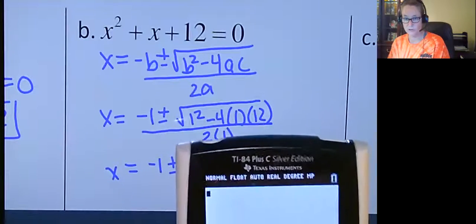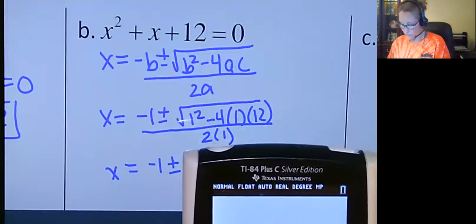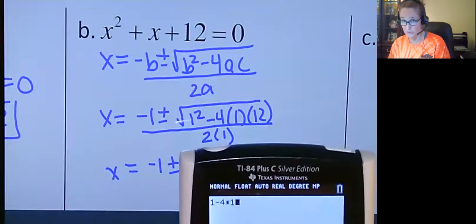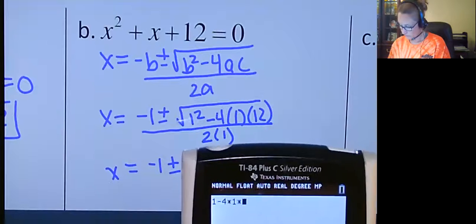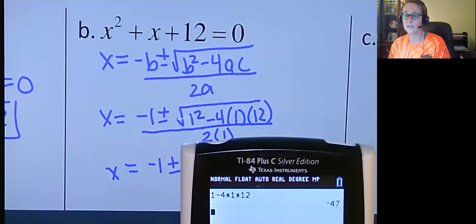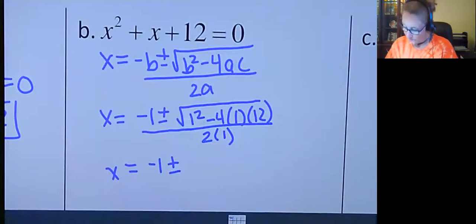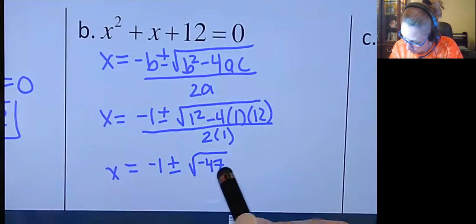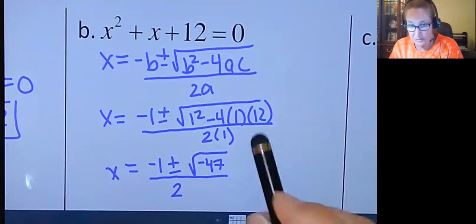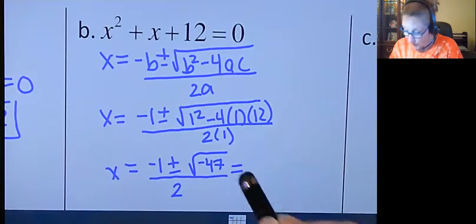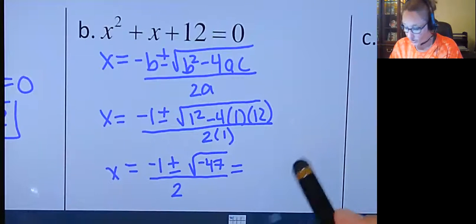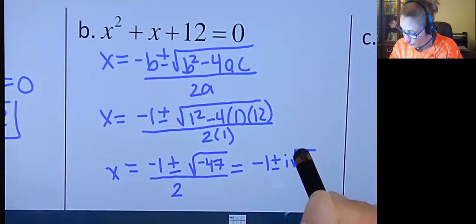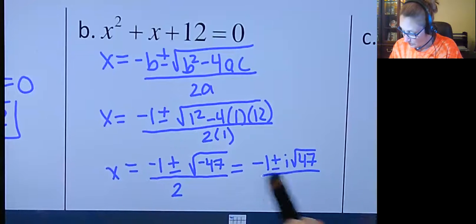And I'm just going to put this in my calculator. So I'm going to do what's underneath the radical. 1 squared is 1, so I'm going to have 1 minus 4 times 1 times 12. And I end up getting a -47. So I end up getting the square root of -47 all over 2. And when I have a negative underneath the radical, that's an imaginary number, so it's going to have an i. So it's going to be -1 plus or minus i root 47 all over 2.